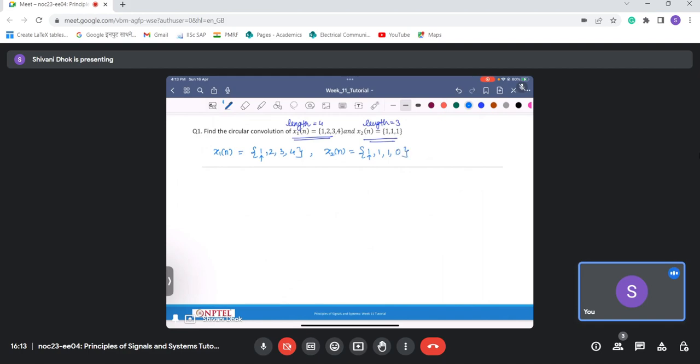And what do we need to find? We need to find y(n) equal to x1(n) circularly convolved with x2(n). And the circular convolution is basically given as the summation, k running from 0 to N minus 1, x1(k) x2((n minus k) modulo N).